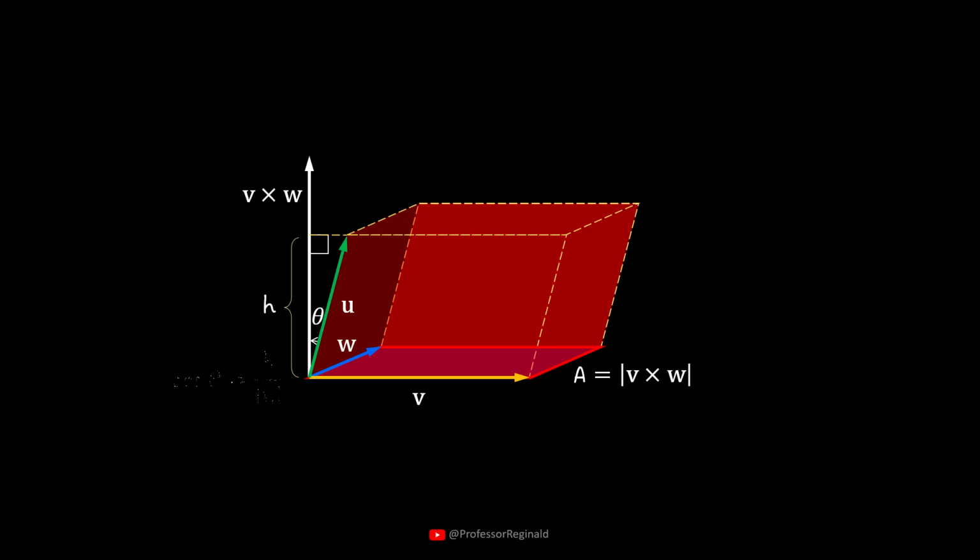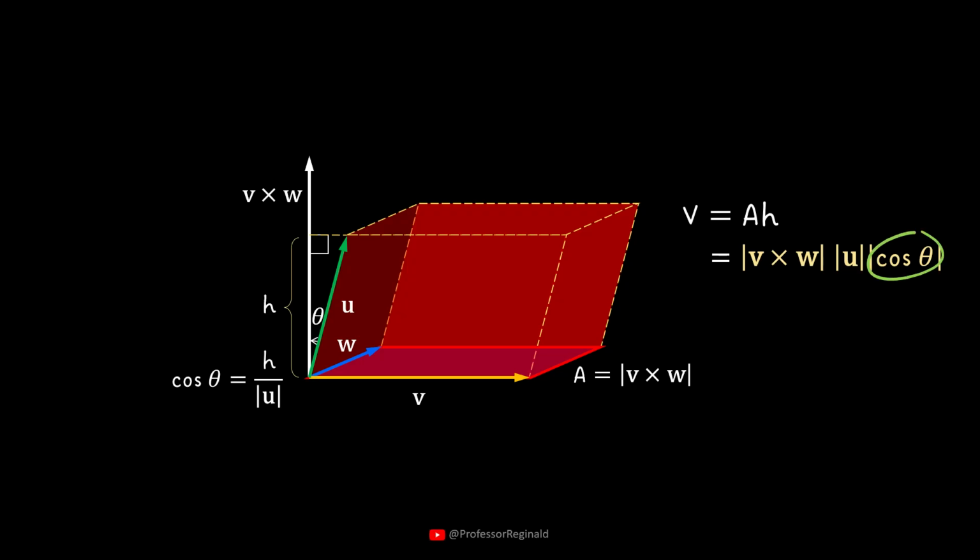Because the cosine of theta is h over the norm or length of u, then h is the norm of u times the cosine of theta. The volume of the parallelepiped is the area of the base times the height. We get the absolute value of cosine of theta in case theta might be greater than pi over 2, which would have made h negative.